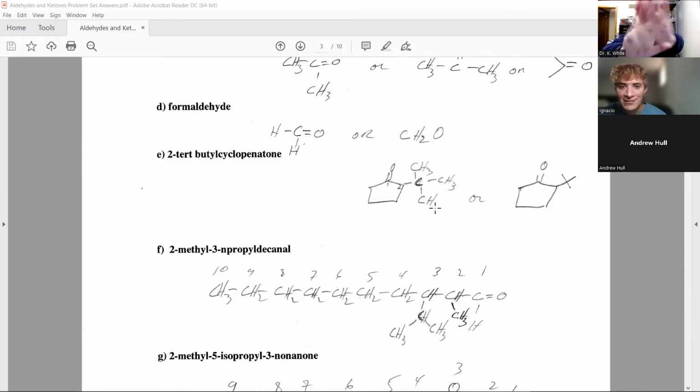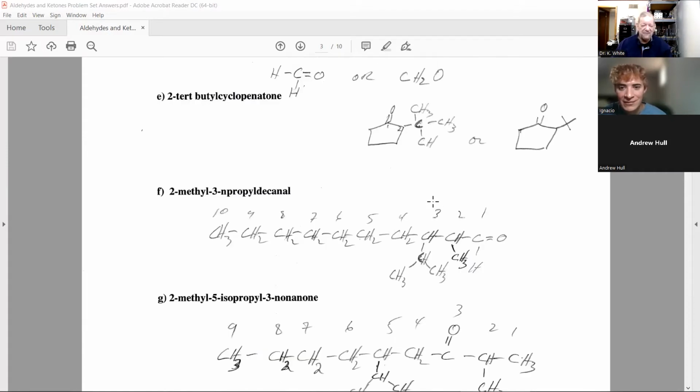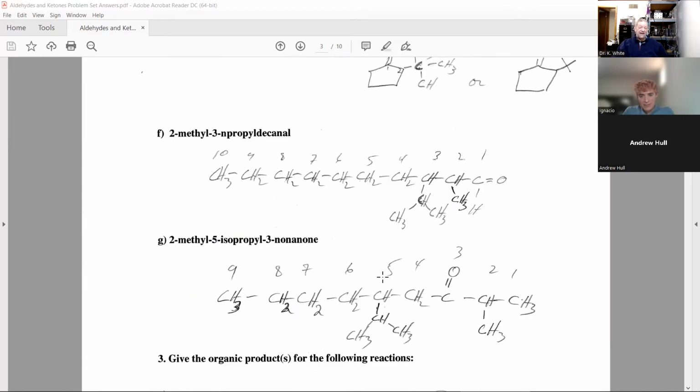Don't look, don't look. I don't like making mistakes, but guess what? Now I made another mistake. On F, see on carbon 3, I have an isopropyl. That should be an n-propyl: CH2, CH2, CH3. I got G right.